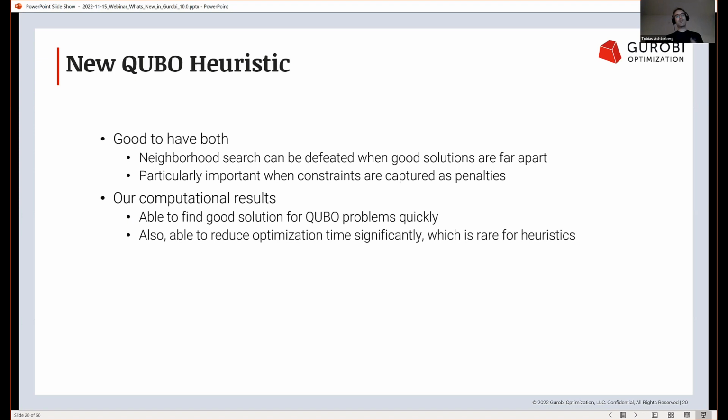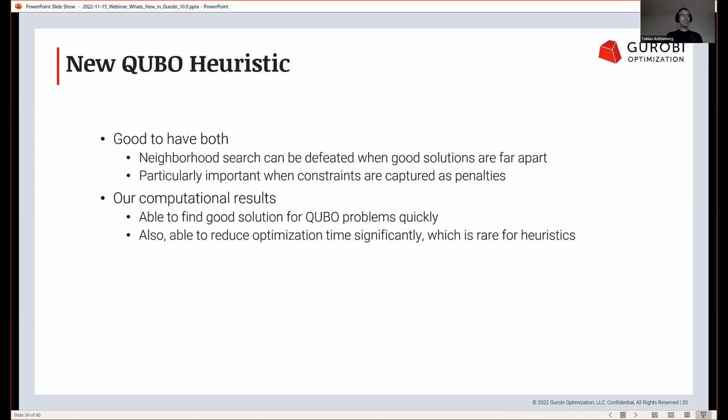So when you have a problem that has constraints and you turn that into a QUBO, you have to put the constraints into the objective function by adding penalty variables, so in a Lagrangian relaxation fashion. And then that makes the feasible solutions far apart, and that means for the QUBO heuristic, the good solutions are very far apart, and then the neighborhood search often does not work so well.